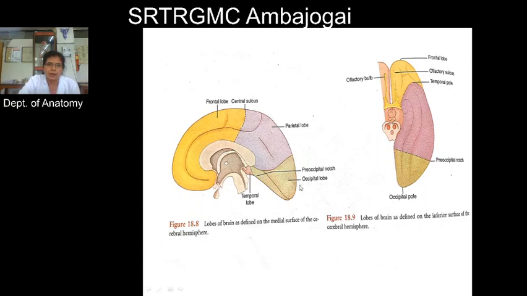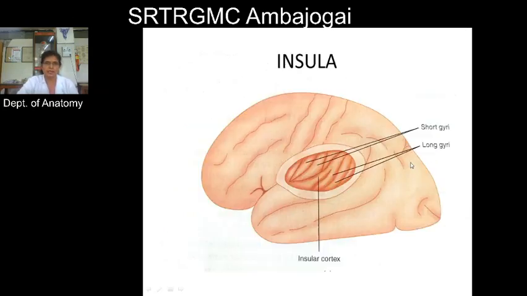This temporal lobe is seen on the inferior surface. So on the inferior surface, the frontal lobe and the temporal lobe are seen. These two lobes are separated by this stem of the lateral sulcus, which is present between this orbital surface and the temporal pole. So inferiorly there is the frontal lobe, temporal lobe and occipital lobe. So these are the lobes of the cerebral hemisphere.